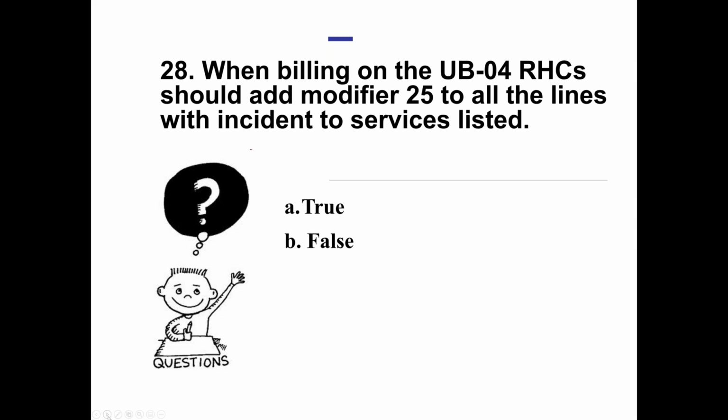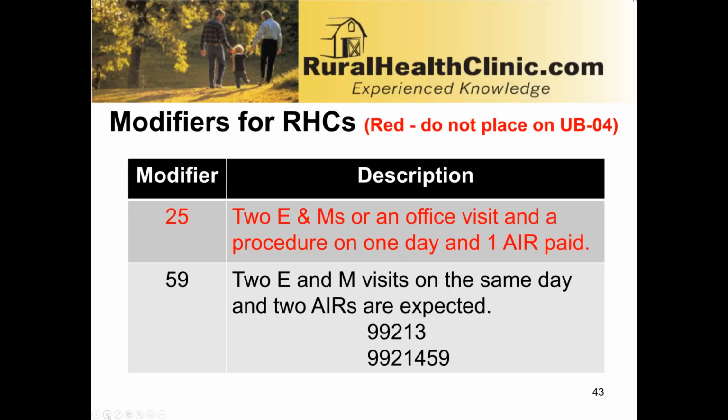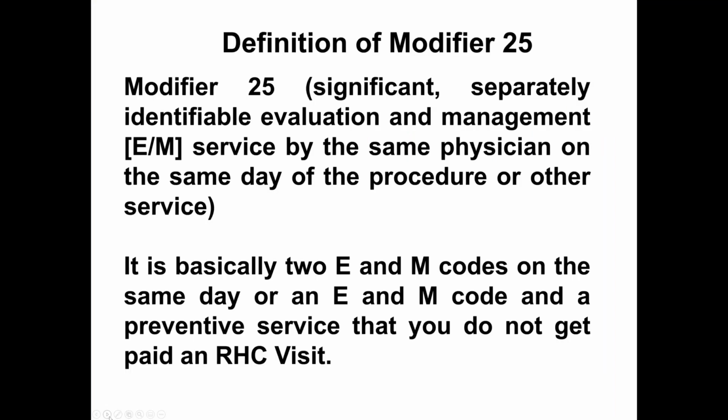And so that is a problem. You get sort of ingrained in doing that. So here are the modifiers. Do not use the 25, and then here's the 59. That's the one that you would use with two different visits there.